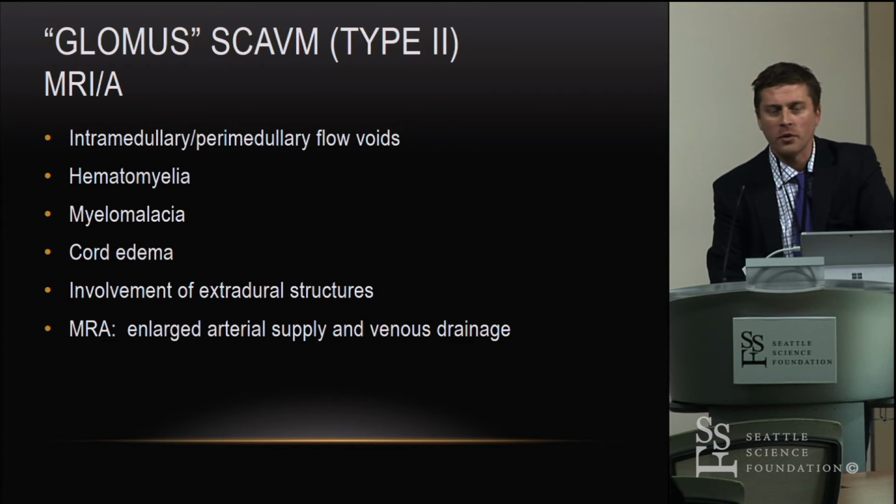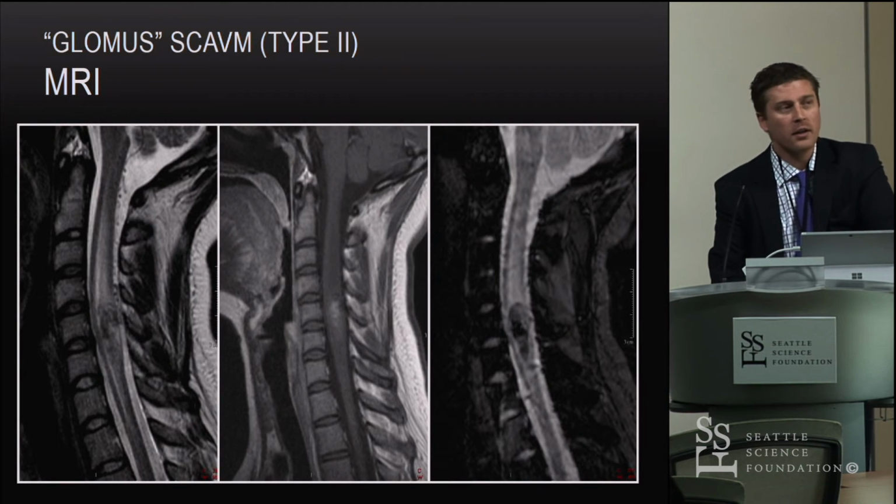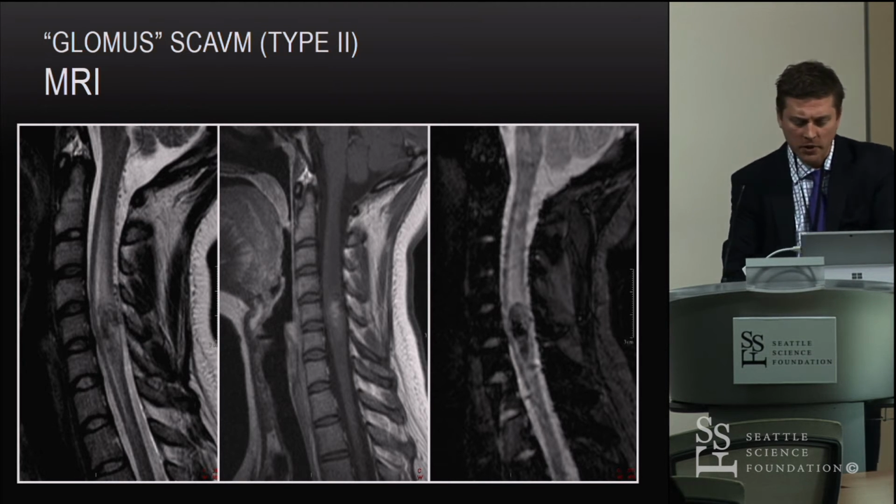You can also see the flow voids, and on the GRE, here you can see this is a significant amount of hemorrhage. You can also get contrast enhancement. It's important to tease out whether this is a spinal AVM or whether it is a contrast-enhancing tumor like an ependymoma, hemangioblastoma, or an astrocytoma, for example.